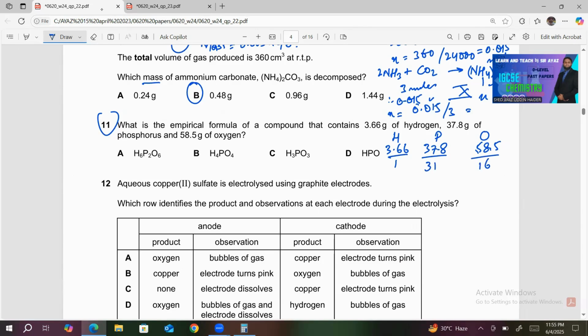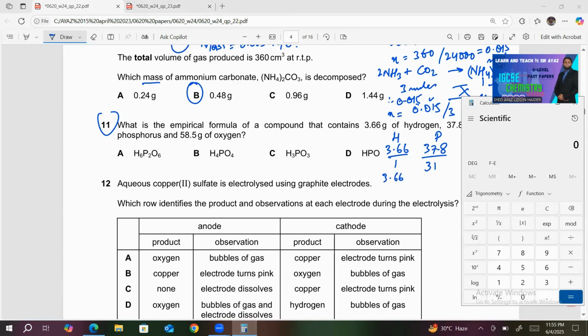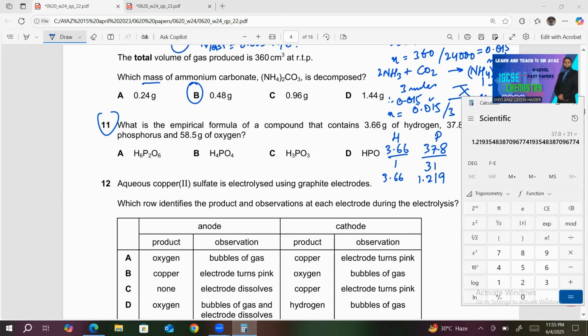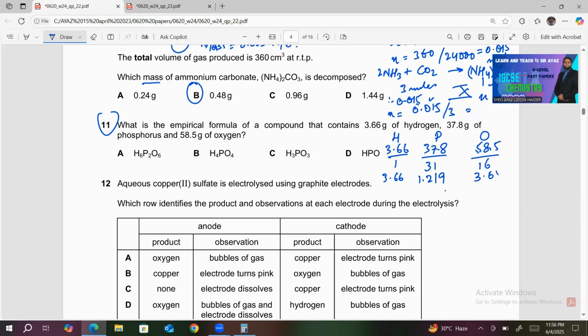So for hydrogen, we will get 3.66. For phosphorus, 37.8 divided by 31, 1.219. For oxygen, 58.5 divided by 16, 3.656. So this must be the smallest number here. So we need to divide all of these by 3.65.